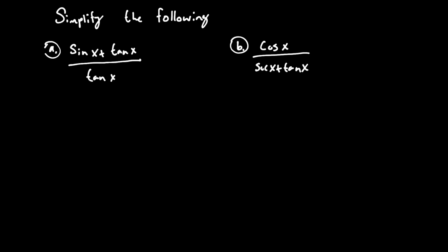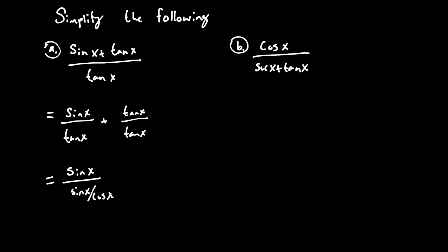Let's look at another problem where we use trigonometric identities to simplify a trigonometric expression. So in part A, we want to simplify sine x plus tan x divided by tan x. This is equal to sine x divided by tan x plus tan x divided by tan x. The tan x's cancel out, and we're left with sine x divided by sine x over cosine x plus 1. Our sine x's cancel each other out, and this simplifies to be cosine x plus 1.